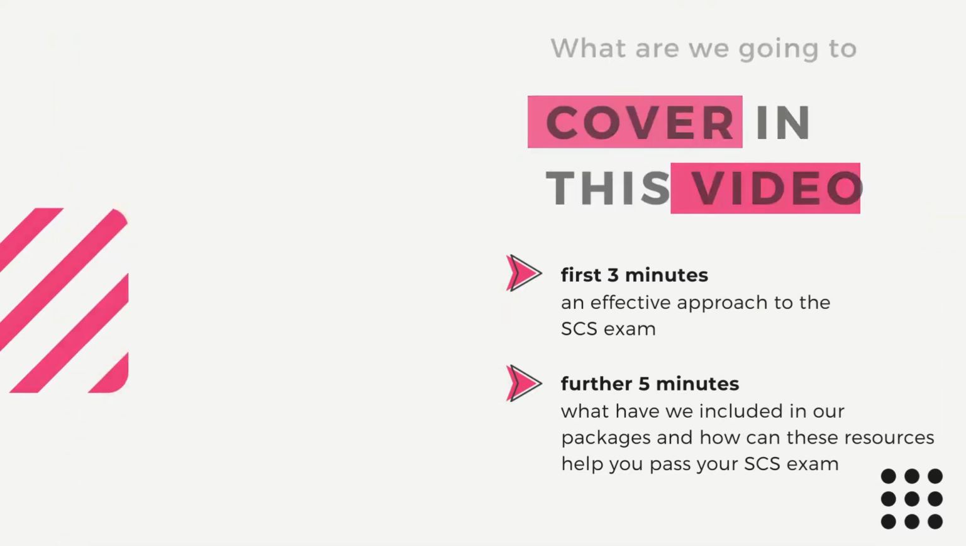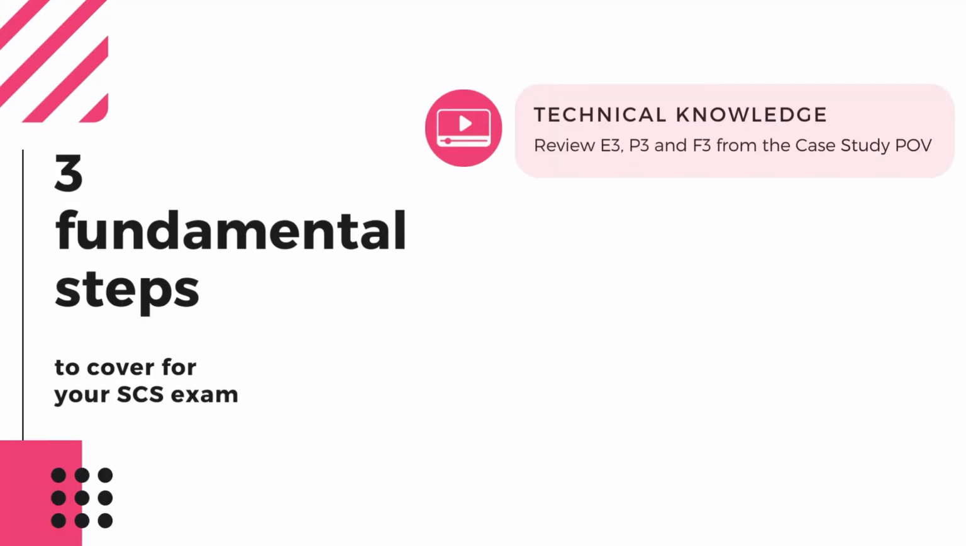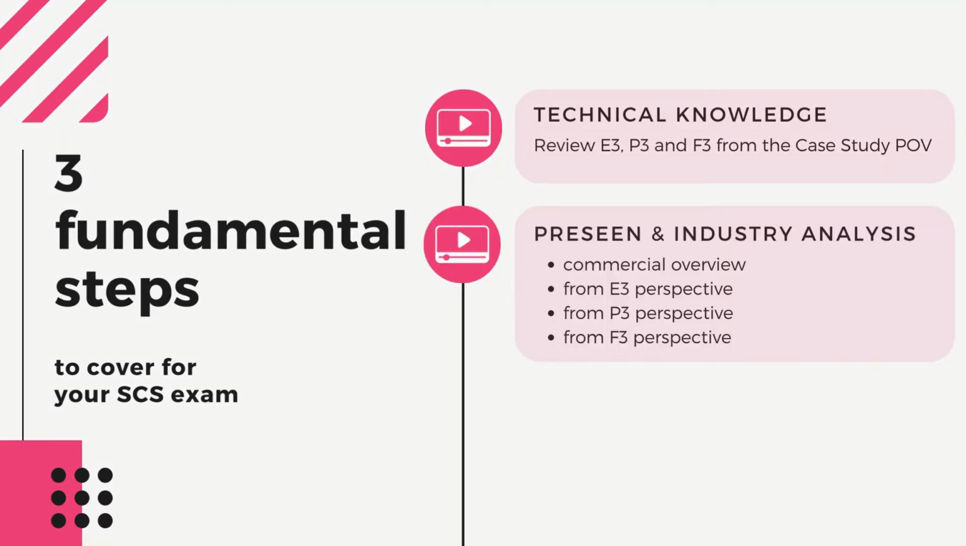Let's begin, shall we? The first one that we have here is reviewing the technical knowledge. Now you need to be familiar with the concept and the theory coming from the P3, E3 and F3 papers, and you should also understand how to apply those to the case study. Then you need to approach your pre-seen, analyze it thoroughly and get familiar with the industry of hot air. And then analyze the pre-seen again, but this time do it from a performance, enterprise and financial point of view. Now we've done just that in our preparation packages.